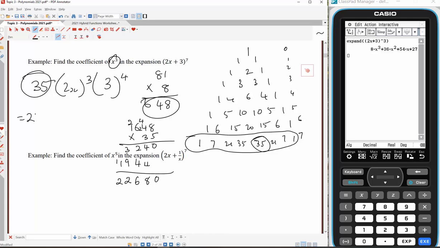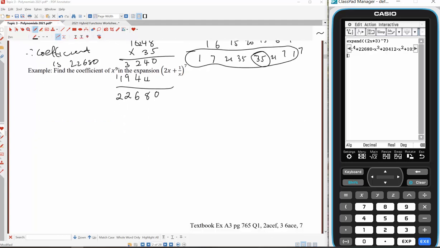Okay, so we're going to get 22680 x to the 3. So therefore, the coefficient is 22680. We can try that by simply putting a power 7 here, scooting across until we find the cube term, and there it is there, 22680. Got it right.